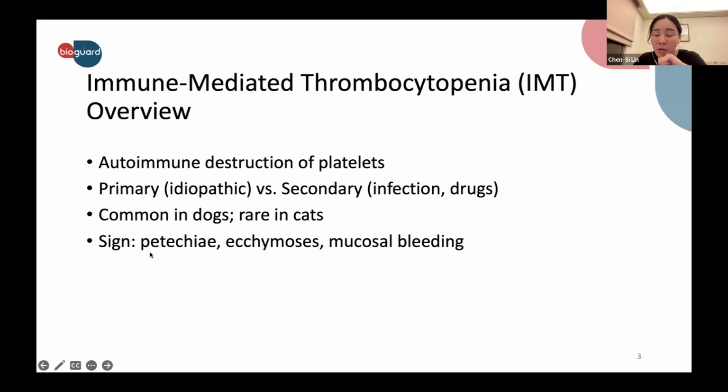Clinically, you will see some specific clinical signs such as petechiae and ecchymosis, as well as mucosal bleeding. Sometimes you may also find melena and hematuria. These surface bleeds distinguish immune-mediated thrombocytopenia, ITP, from deep cavity hemorrhages.